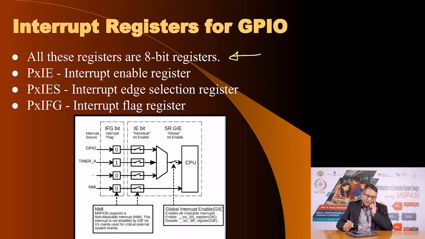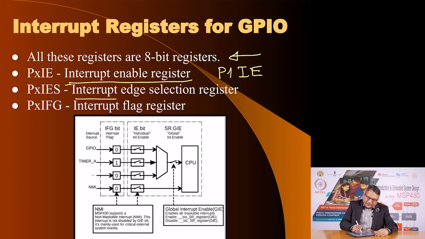width. We have an interrupt enable register called PXIE. X here refers to which port we are talking of. For example, if you are talking of port 1, that register will be P1IE. We have an interrupt edge selection register.